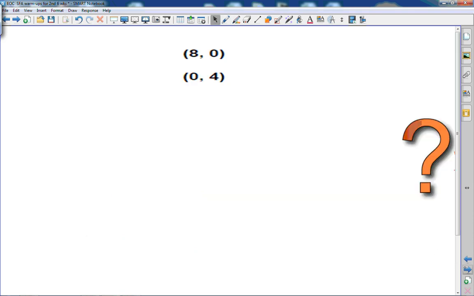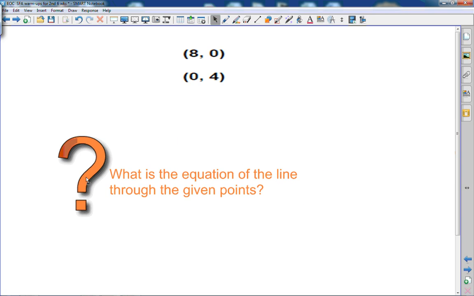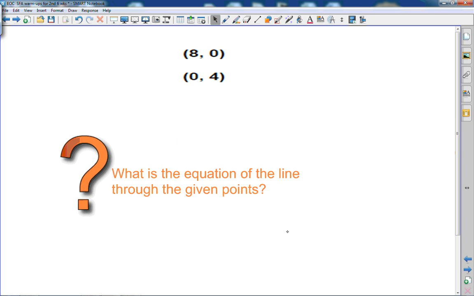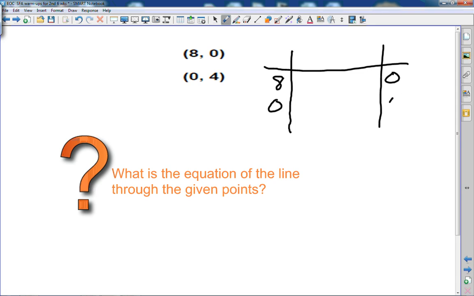Next, there are 2 points, and it says, what is the equation of the line through the 2 given points? So I'm going to build my table and give myself some room. I have 8, 0, and 0, 4. X, then Y. Delta Y, the change in Y, is plus 4. Delta X, I'm going down, it's minus 8.